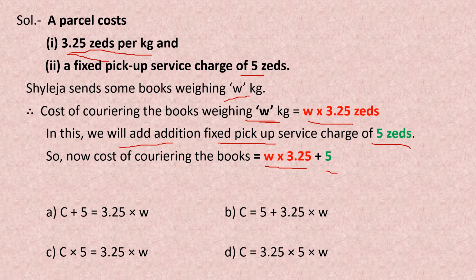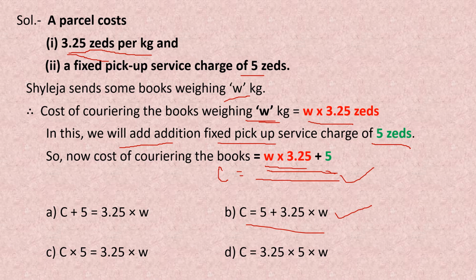Now we will see out of the 4 given options which one is the correct option. So we can write it here. C is equal to W into 3.25 plus 5. Now we will compare this equation with the given 4 parts. Now let's see the A part. It is written C plus 5 is equal to 3.25 into W. Is it same as the answer? No. Then B part, C is equal to 5 plus 3.25 into W. See, it is same here. So this is the correct answer.